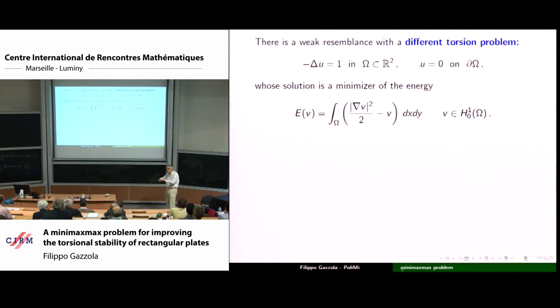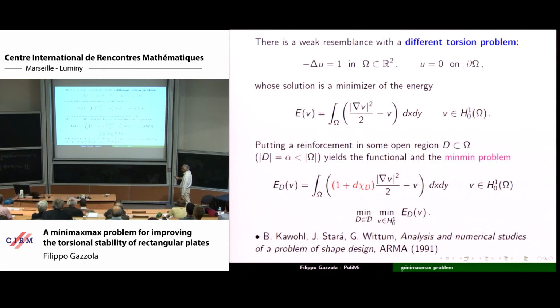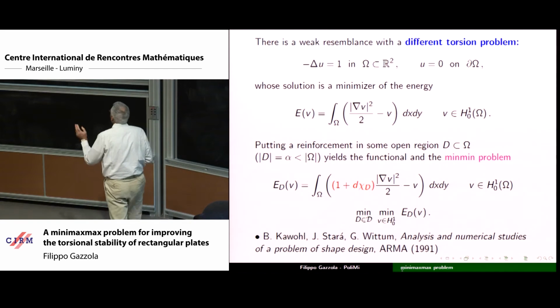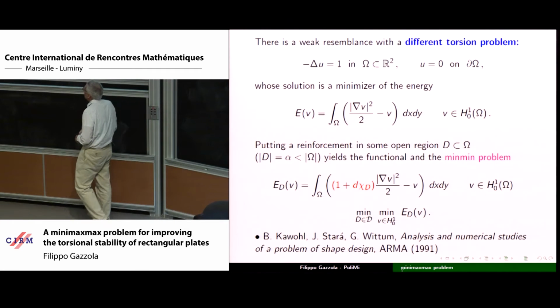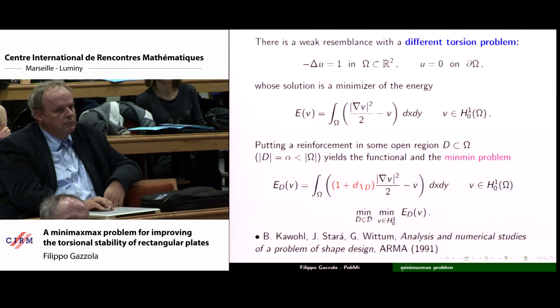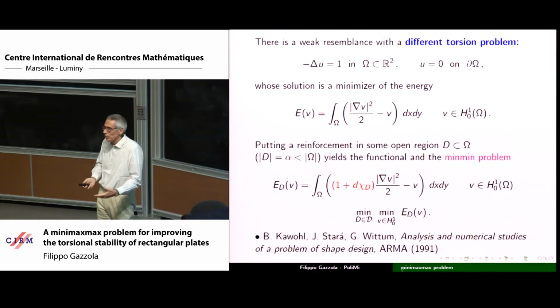You want to measure the torsional resistance of a bar with cross-section omega, and then you put this, again, this reinforcement in here, and you want to find which is the best way to put this reinforcement inside the bar. And there is a paper which I studied many years ago together with Ilaria Fragala and Graziano Crasta, a very nice paper by Bernd Cavol, Stara, and Wittum, where they address the problem and they immediately realize that there is no solution and you are led to have homogenization. And for us, this is a bad word. We want to prevent homogenization, otherwise the engineer will not even look at our solution.